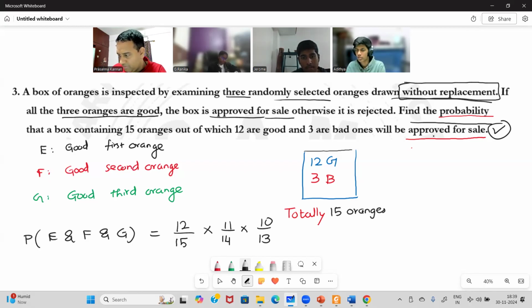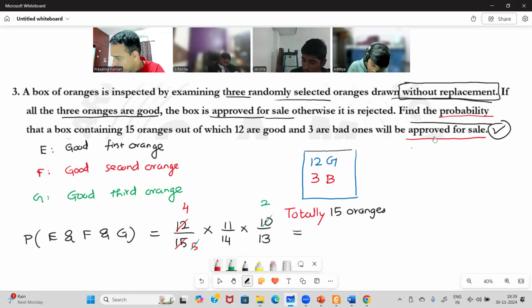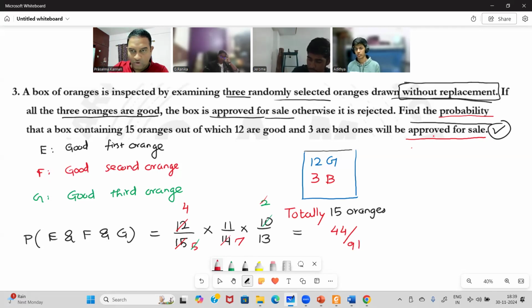Is it clear now? Yes, sir. That's all. So that's going to be the answer. So this is 4 into 3. This is 5 into 3. Again 5 and 10, I can cancel 2 times. 2 and 14, 7 times. So 4 into 11, 44. 13 into 7, 91. So the answer is 44 by 91.